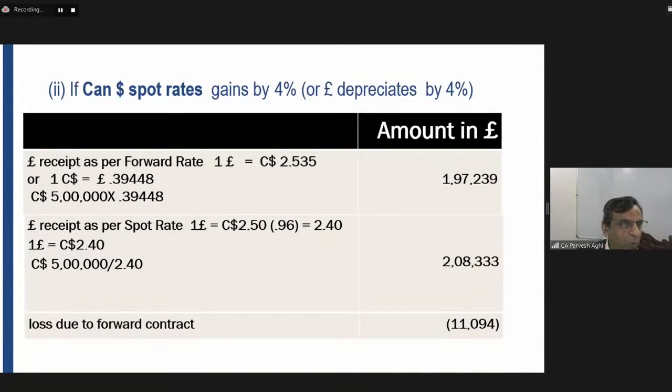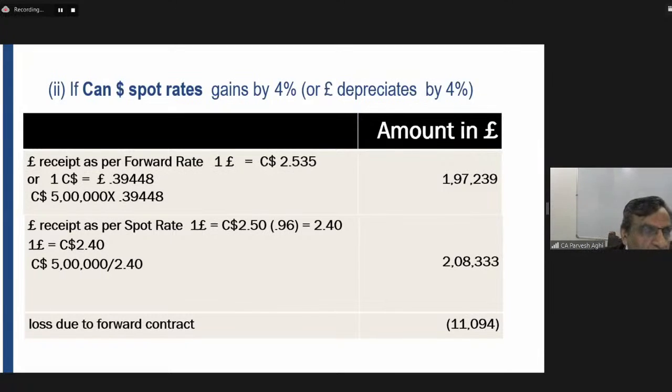Then the pound spot rate was 2.5, and it has depreciated by 4%. That means the pound has depreciated by 4% and the Canadian dollar has appreciated by 4%. So if we take 2.5 into 0.96, we are factoring in about 4% depreciation in the pound rate, so it will become 2.4. So 1 pound is equal to 2.4 Canadian dollars, which was the actual spot rate after 6 months. Had he not covered himself, he would have got 2,08,333 pounds.